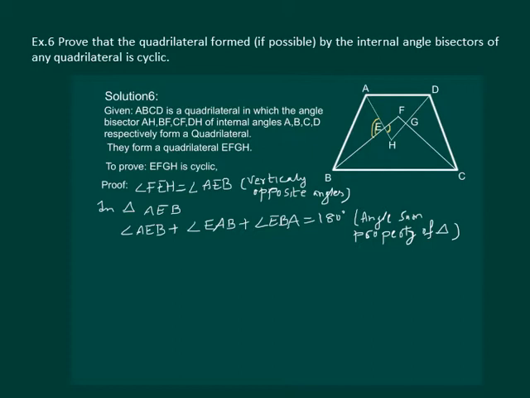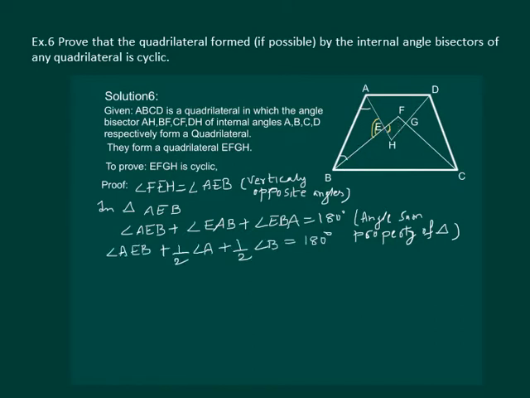By angle sum property of triangle, angle AEB plus angle EAB plus angle EBA should be equal to 180 degrees, but angle EAB is half of angle A as AH is the angle bisector. Similarly, angle EBA is half of angle B as BF is the angle bisector.